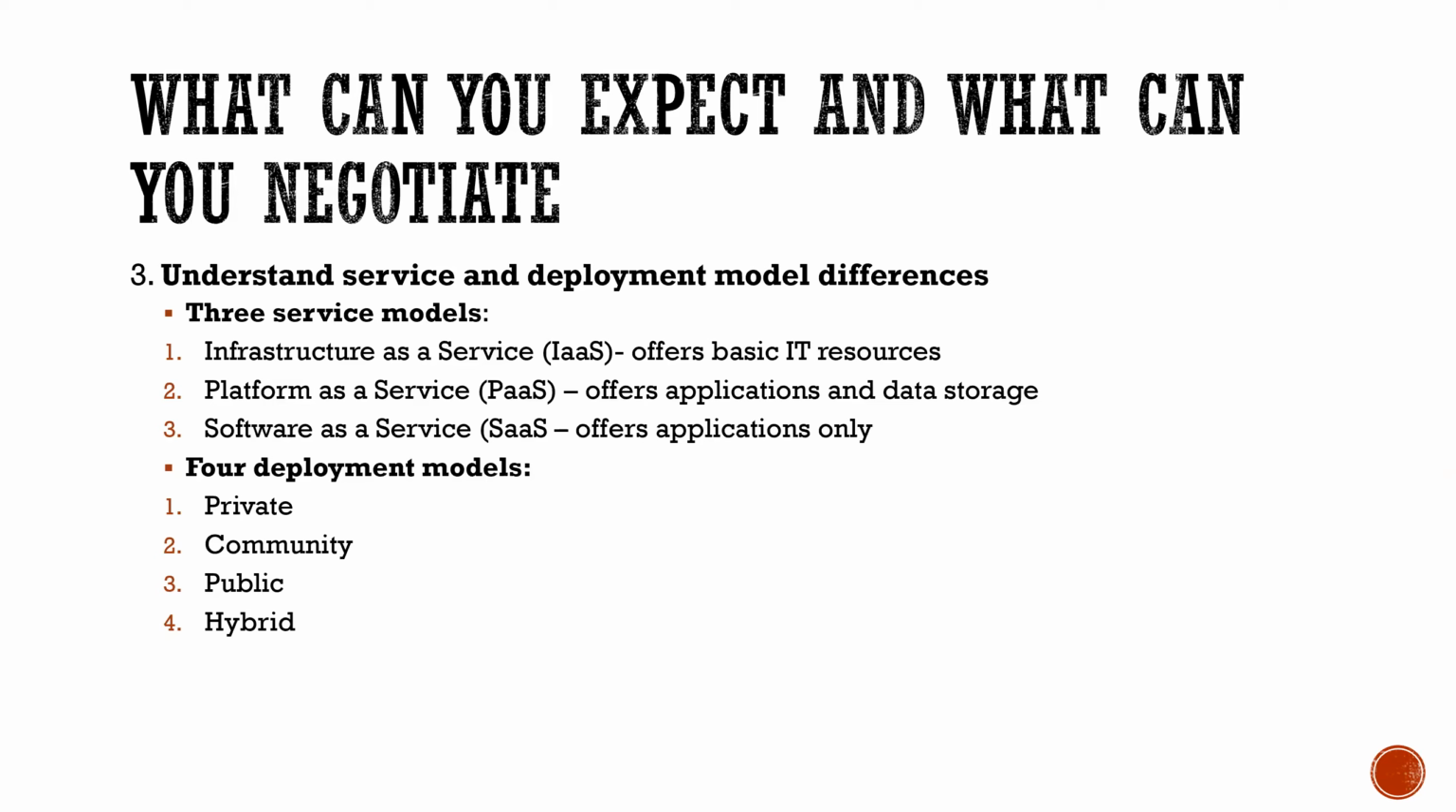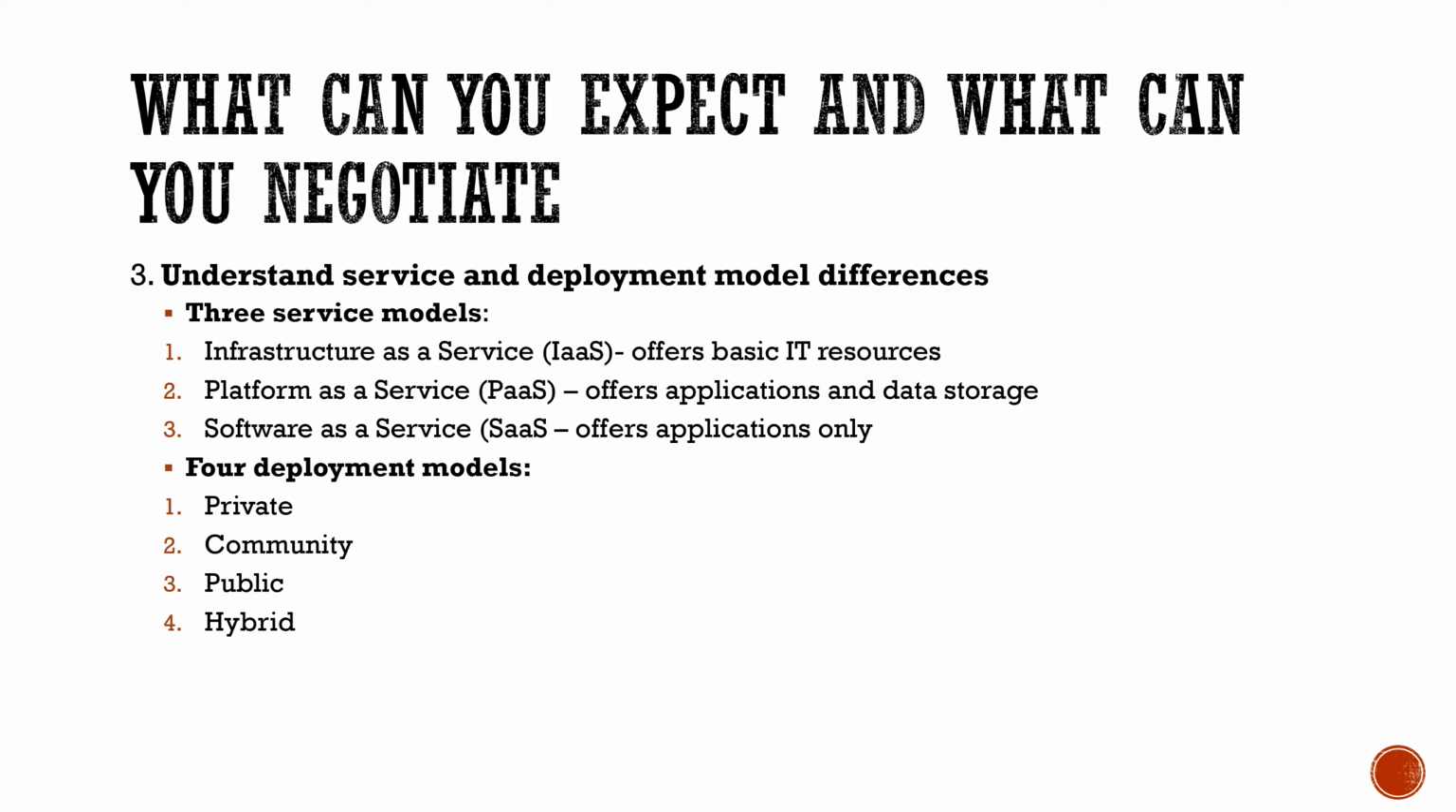Understanding the service and deployment models. There are 3 service models, and these 3 models should be very familiar to you by now. We've been talking about them all semester. Infrastructure as a service, which is basic IT infrastructure resources. Platform as a service, which includes the applications, data storage, and the platform, hardware and software, on which those applications and data storage are housed. Software as a service is simply the application itself.